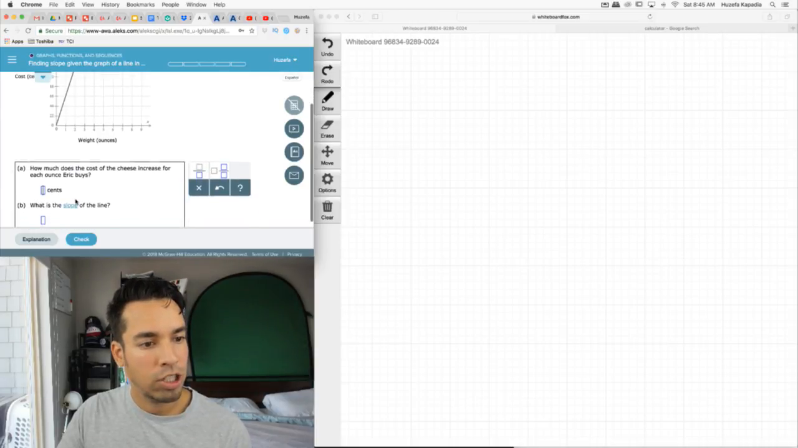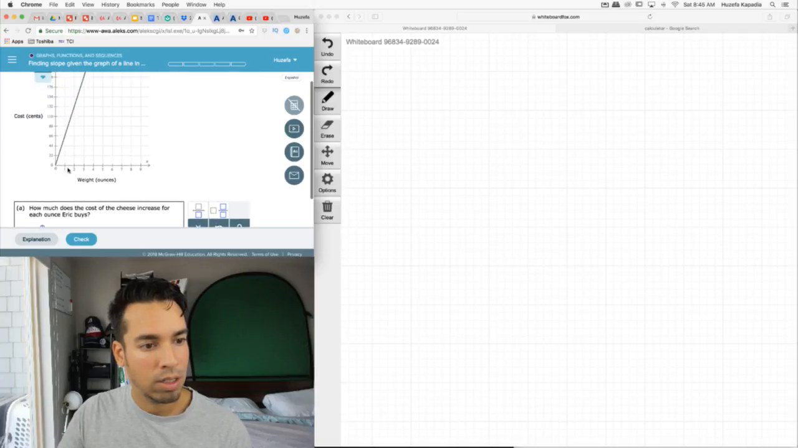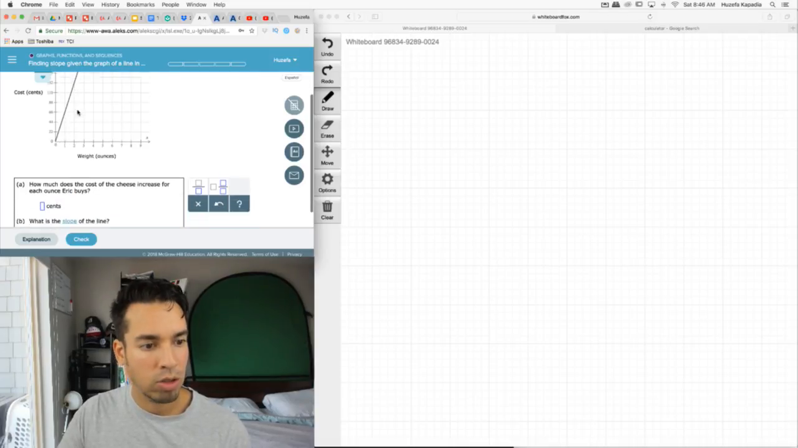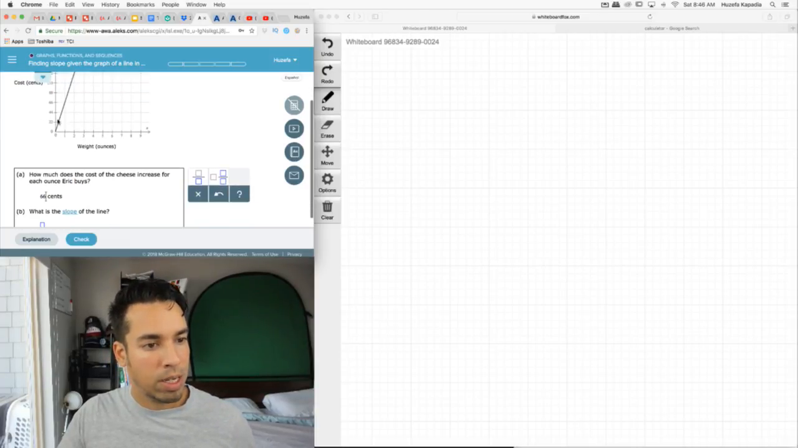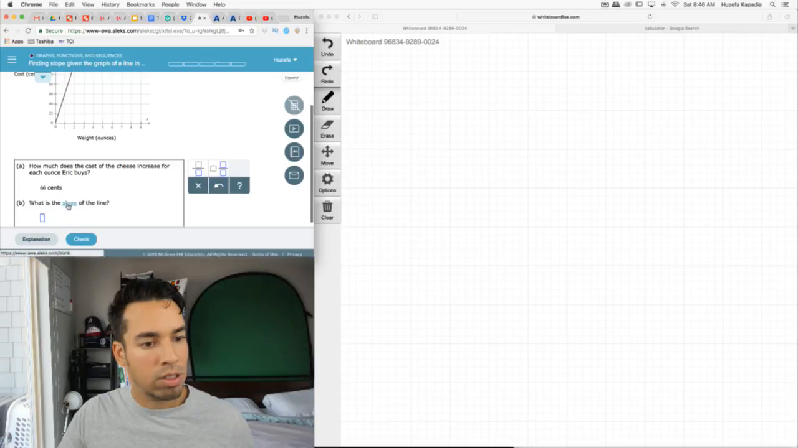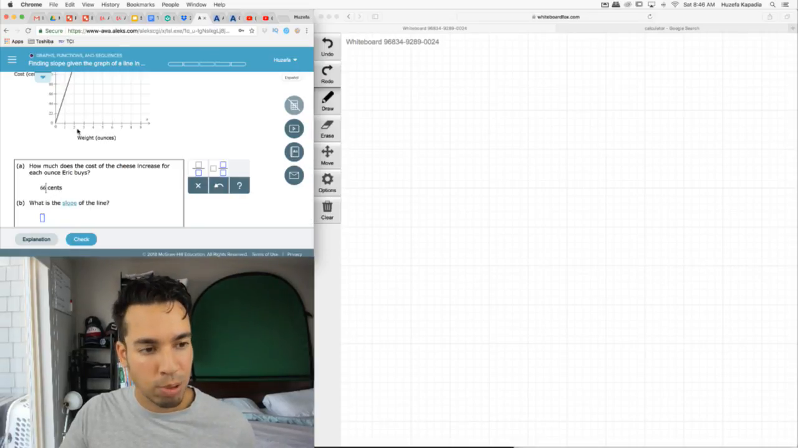How much does the cost of cheese increase for each ounce? Well, it looks like it goes up by 66 cents, right? At 1, it's 66. At 2, another 66, so it's 132. And we can always find that by just looking here. And then what is the slope? The slope is the increase per 1 unit, per 1 ounce, which is 66, and that's it.